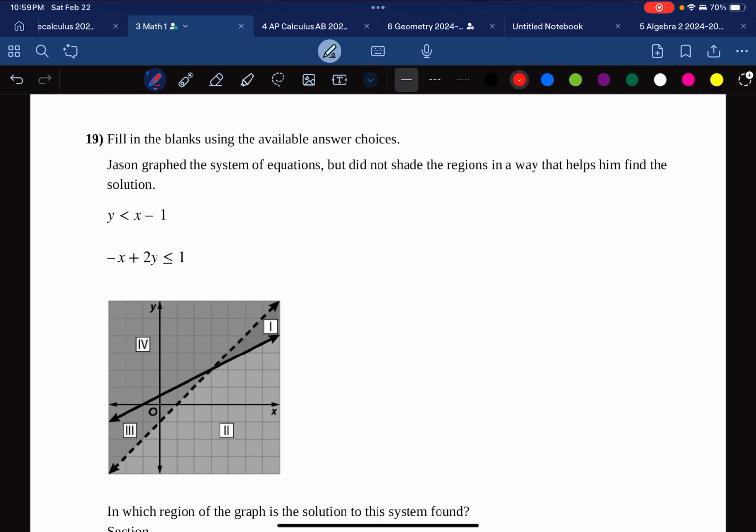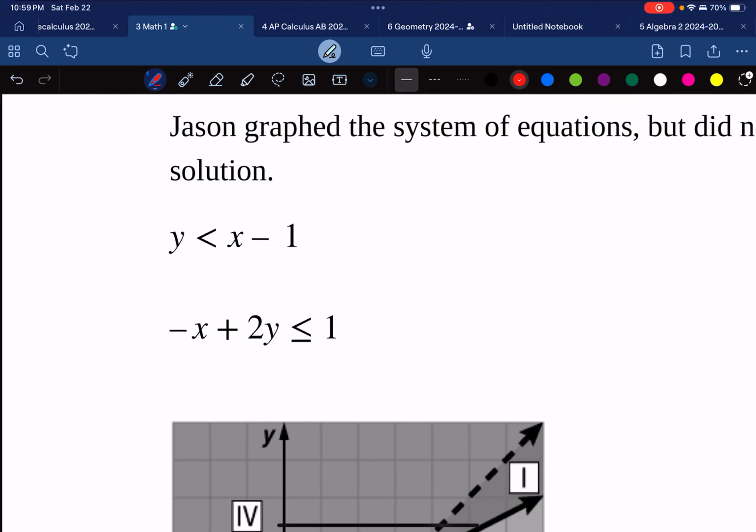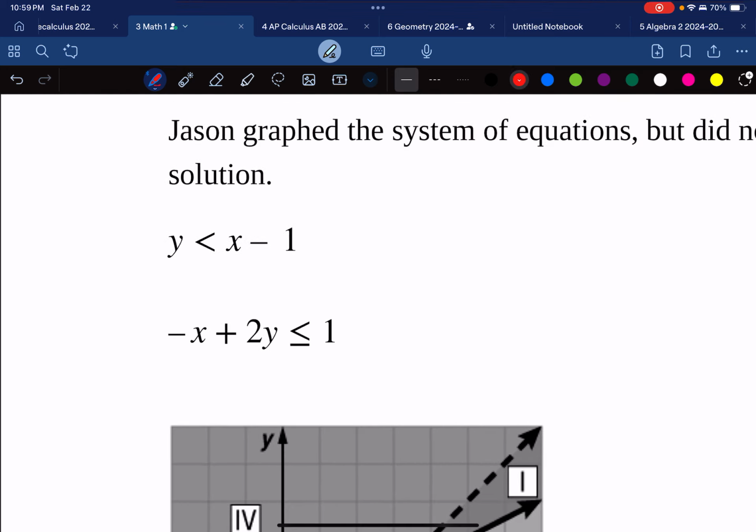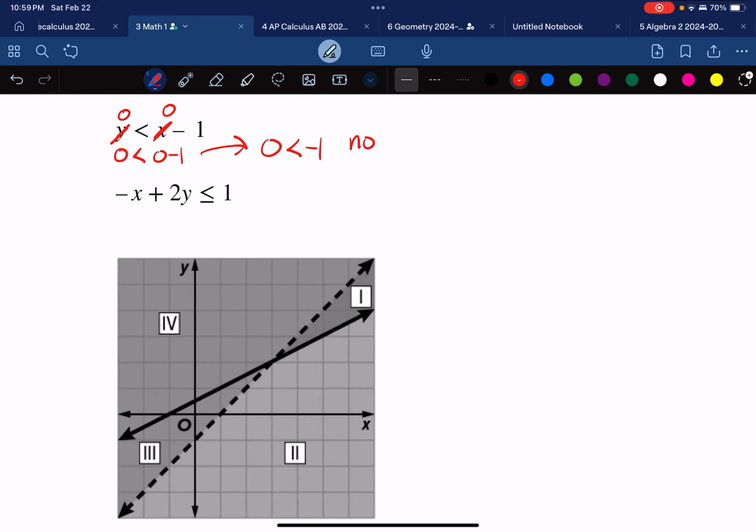So into the first equation goes 0, 0. So this y is now a 0. This x is now a 0. Is 0 less than 0 minus 1? Let me rephrase that. Is 0 less than negative 1? No, it's not. 0 is not less than negative 1, which means, which equation was I testing? Was I testing that line or that line?